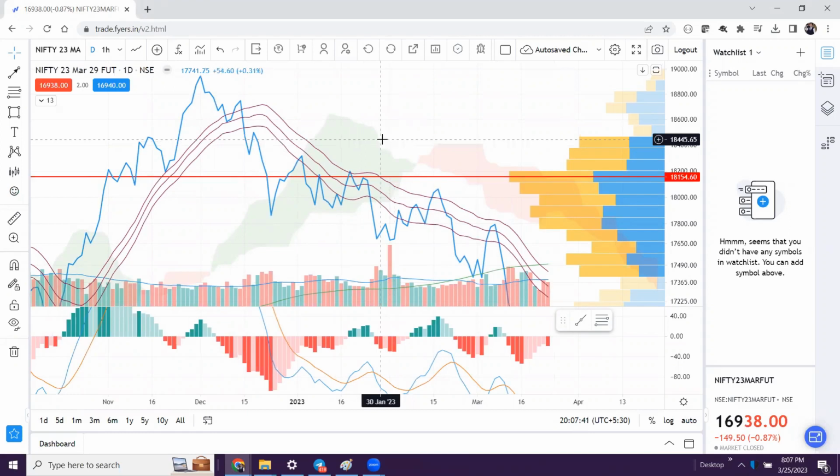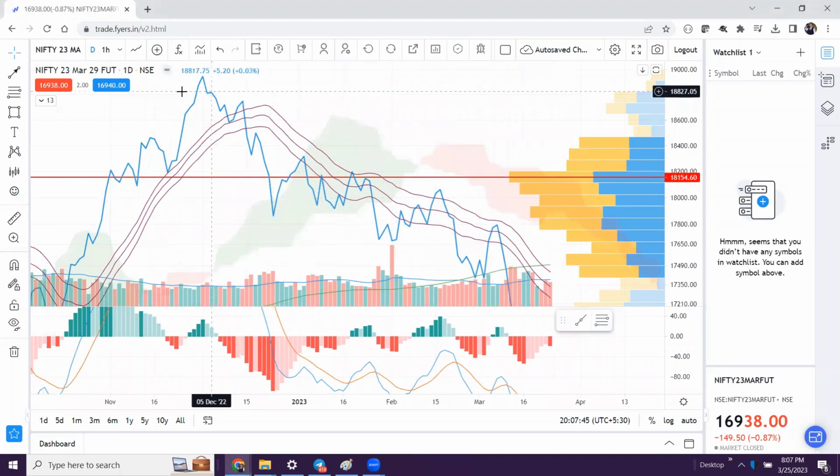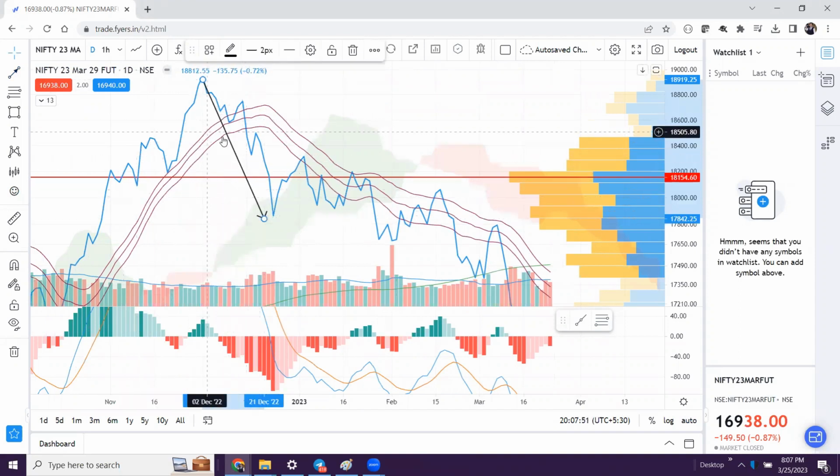Today we are sharing a long-term as well as short-term analysis of Nifty. So if you see the daily chart, Nifty has been falling from this level. So this was the first move down, and internally if you see, this is an impulsive wave, and this is 1, 2, 3, 4, 5.